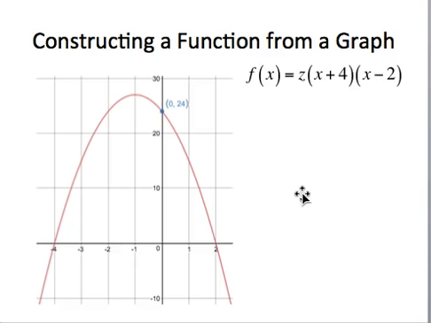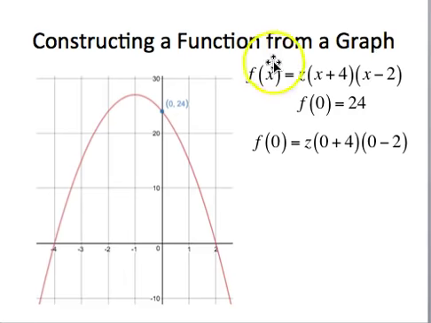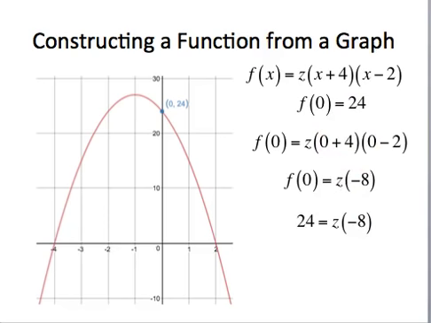So there is our f of x, and there is our f of 0 is 24. Plugging in 0 for x, z times 0 plus 4, 0 minus 2. 4 times -2 is -8. So I get f of 0 is z times -8. But I also have f of 0 is 24. So putting those together, 24 has to be z times -8. And if I divide both sides by -8, 24 divided by -8 will give me -3. So -3 is the multiplier.